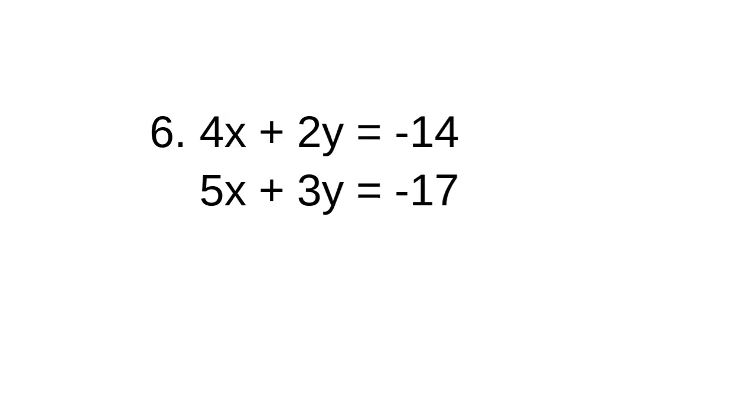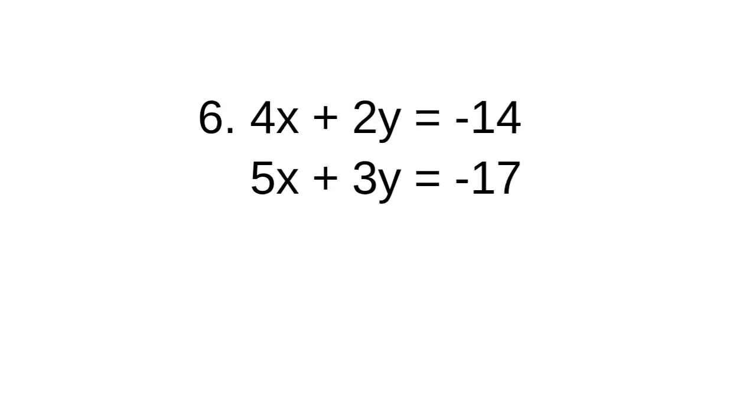4x plus 2y equals negative 14. 5x plus 3y equals negative 17. This one you have to probably go big or go home. If you know, you know. So 5 is the largest coefficient, but 4 cannot go into 5. 3 is the larger of the two coefficients, but 2 can't go into 3. So you're probably going to have to multiply each equation by something.